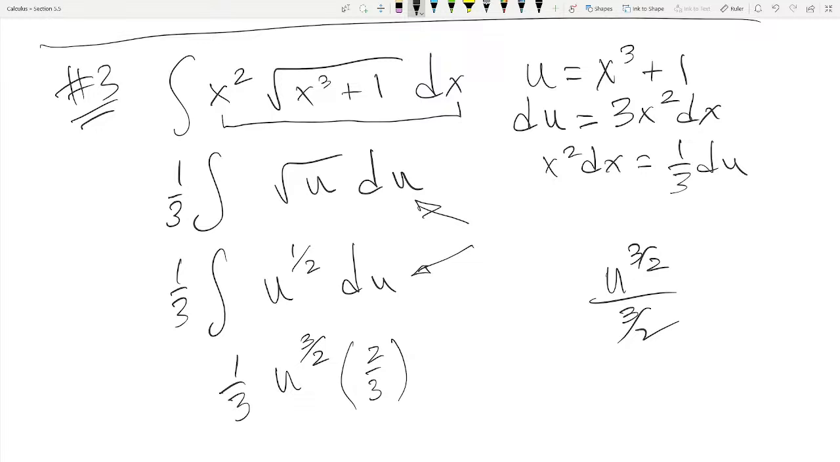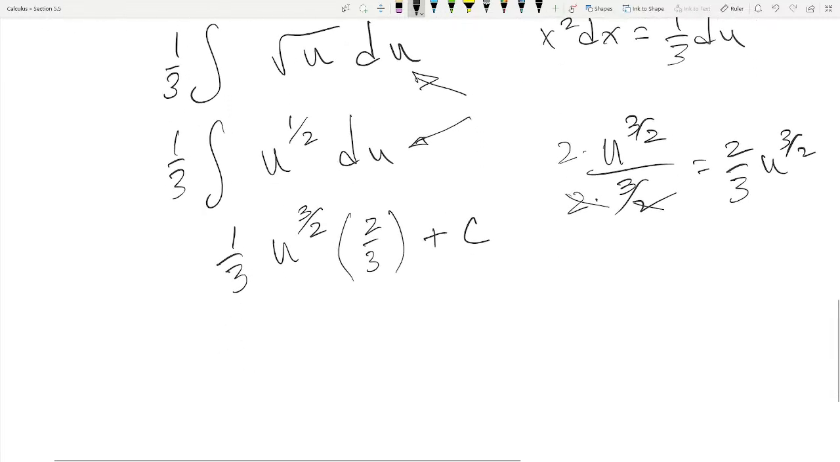But how ugly is that? We don't like to have a fraction within a fraction. Okay, so what we do is multiply top and bottom by 2. And that cancels the 2's down here, and I end up with 2/3 u to the 3/2. So you see, dividing by 3/2 is the same as multiplying by the reciprocal. Okay, I've got my constant here. Then I'm just going to do a little housekeeping, and I get 2/9 u to the 3/2 plus c.